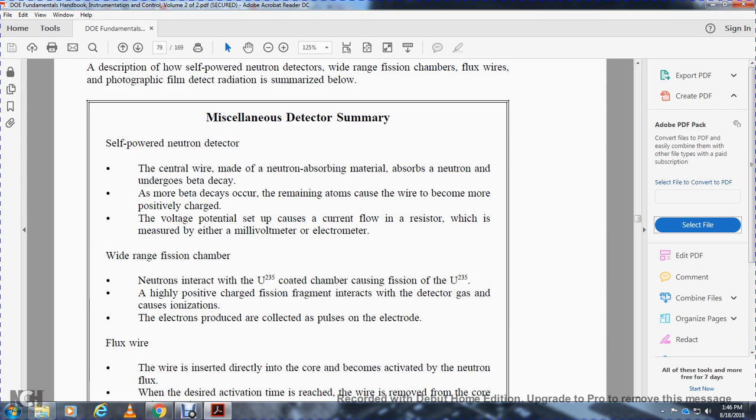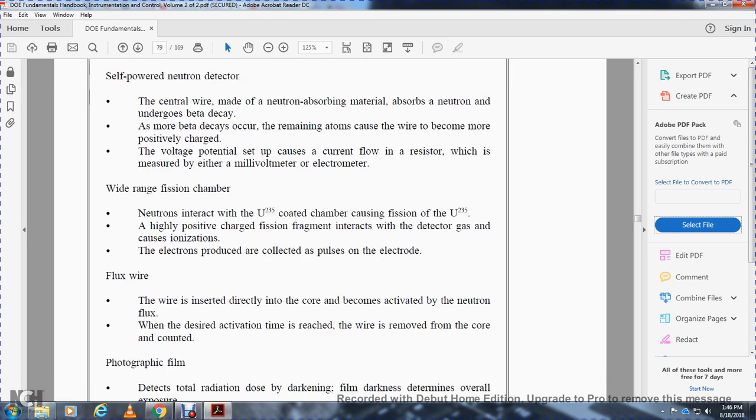The wide range fission chamber: neutrons interact with the uranium-235 coated chamber, causing fission of the uranium-235. High positively charged fission fragments interact with the detector gas, causing ionization. Electrons produced are collected by the electrode.